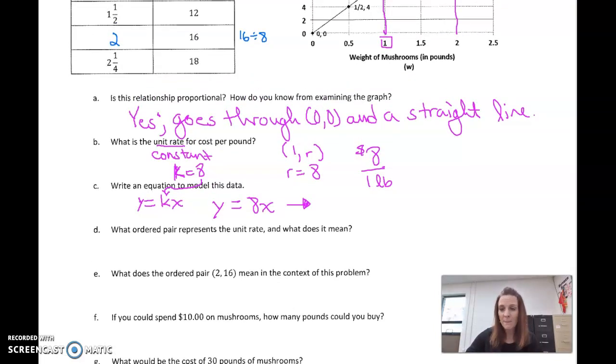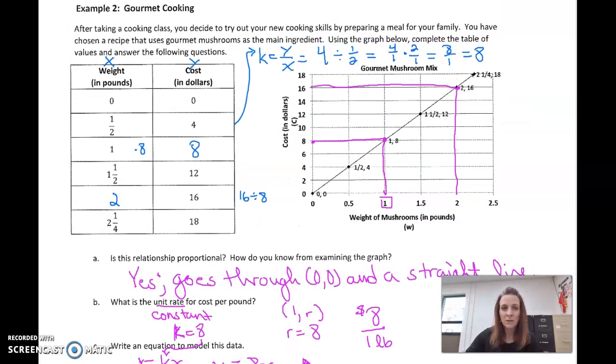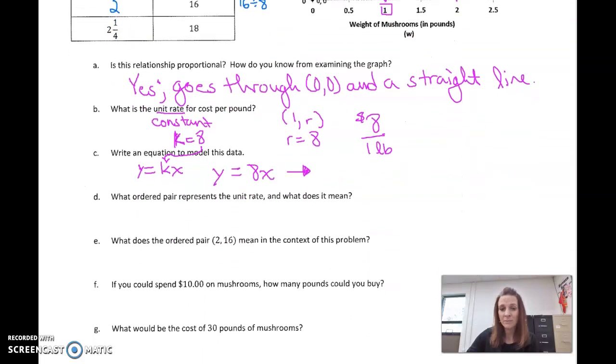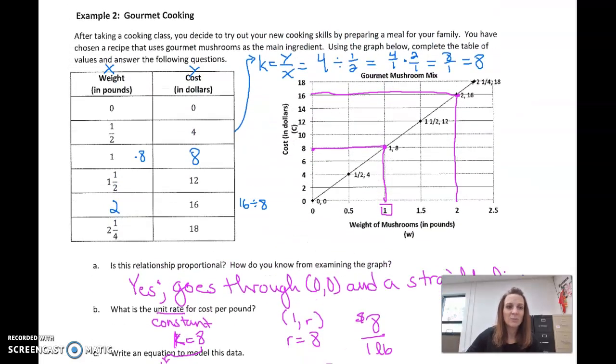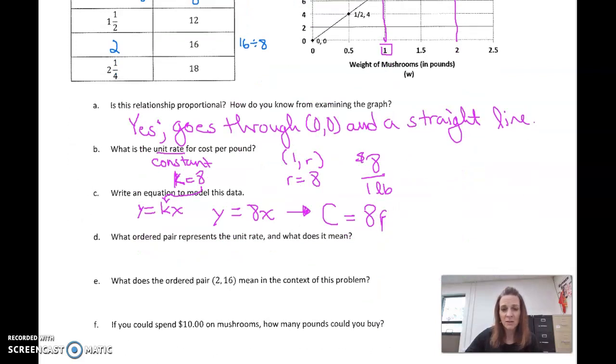So my y here, y is the cost. All right, so maybe I'll use c. C equals 8 times x. Well, what's x? It's weight, or pounds. So I might use p for pounds. You could use w. When we change it around, it makes it a little easier later on when we have to substitute numbers in.